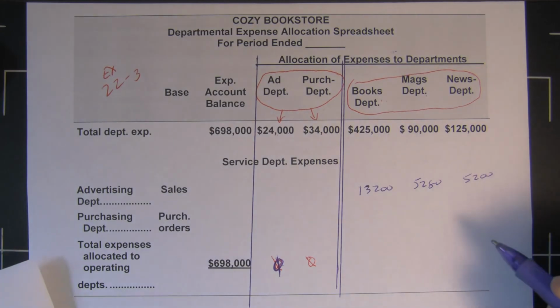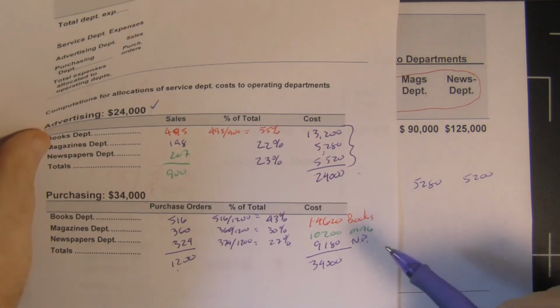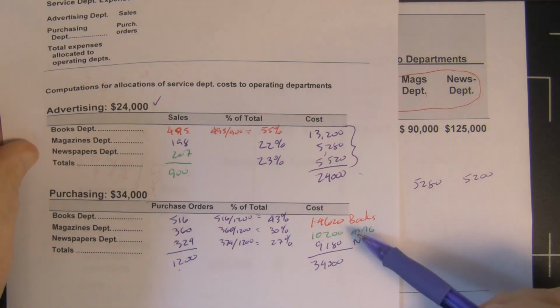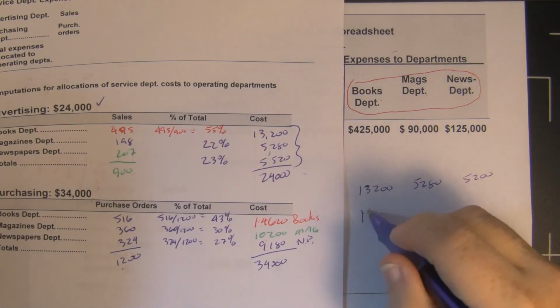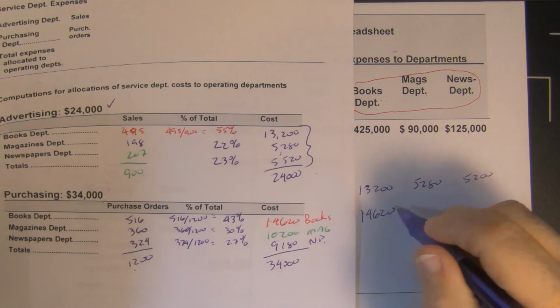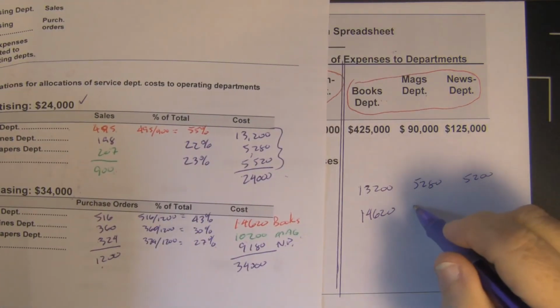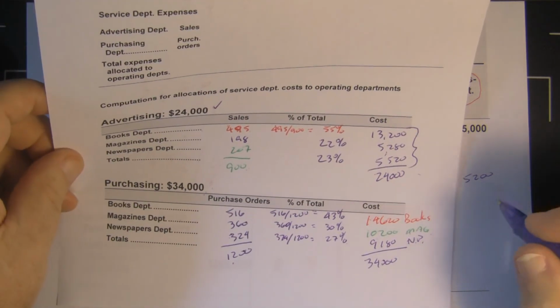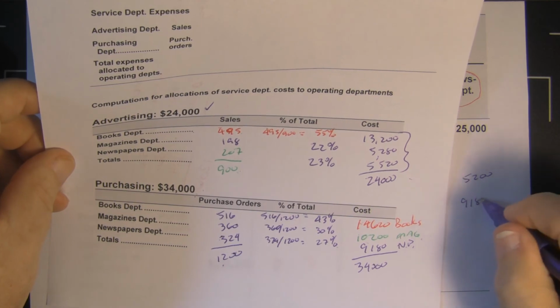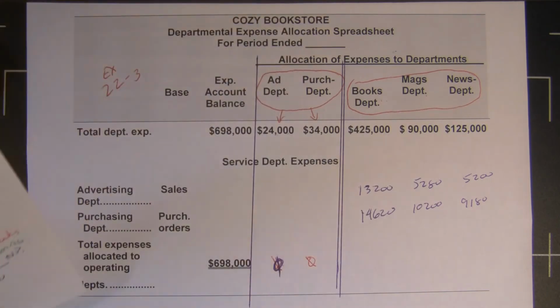Now we're going to do the same thing with the purchasing department. The purchasing department, we had 14,620 went to books. $10,200 went to magazines. And the remainder, 9,180, goes to newspapers. Now we're going to sum those columns.